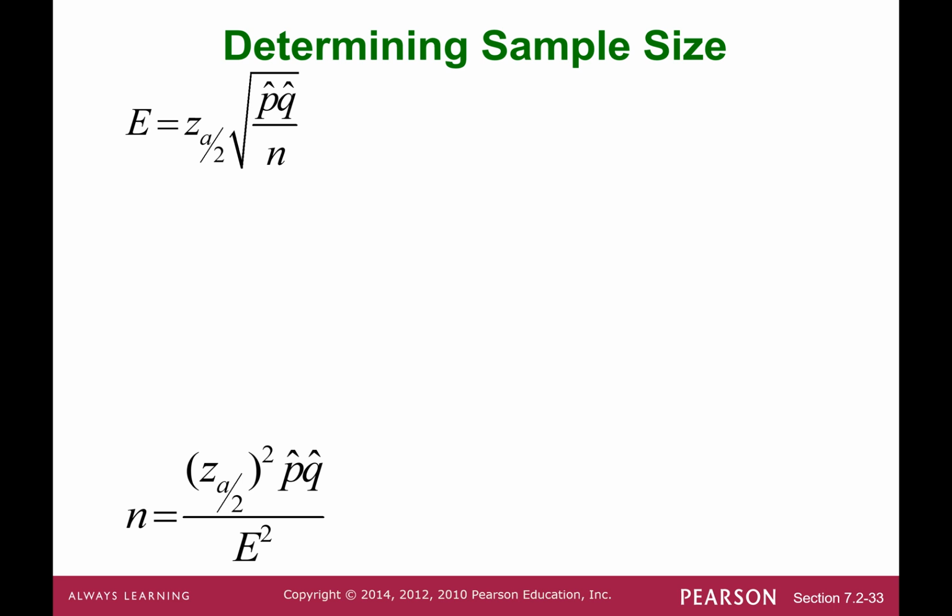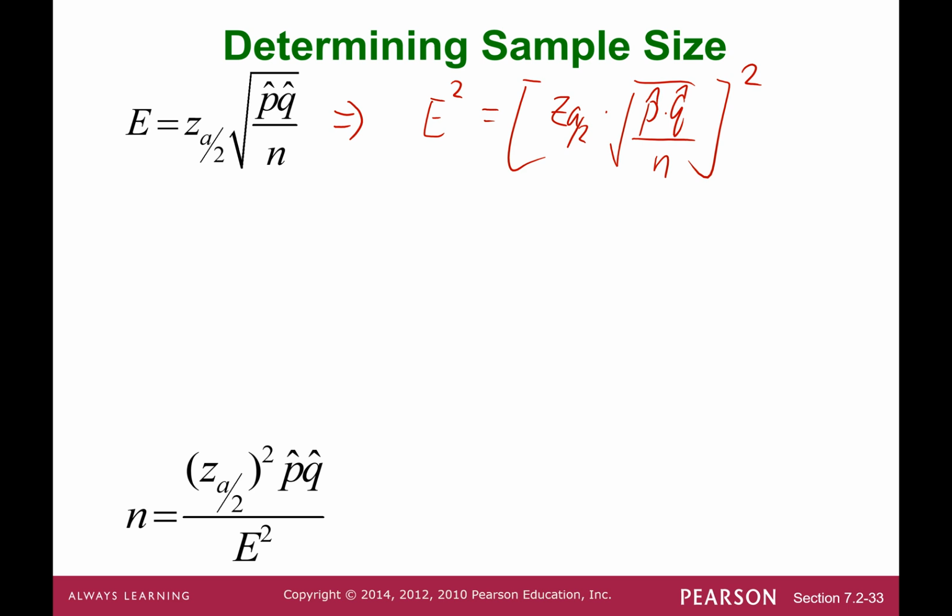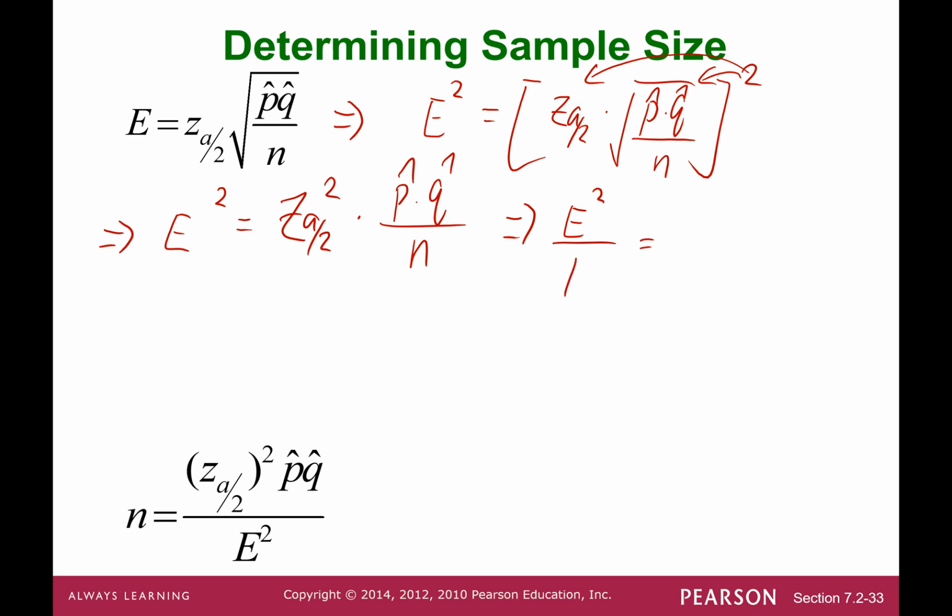To determine the sample size, we start with the margin of error formula. First of all, we square both sides of the equation, so E squared equals z alpha over 2 squared times p hat times q hat over sample size. The square and the square root cancel each other. Now we're going to solve for the sample size. We set up a proportion: E squared over 1 equals critical z-score squared times p hat times q hat over sample size.